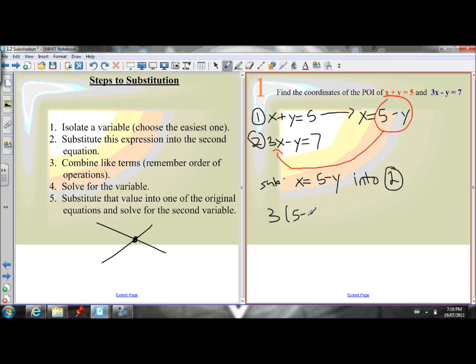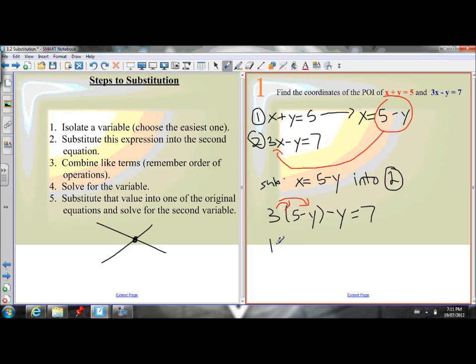That way you remember to distribute the 3 to each term inside the brackets. Leave everything else the same, just replace an x with 5 minus y, because the first equation tells us that's what x is going to be equal to. And this method will help us determine where these lines are going to intersect, where the x and y coordinates are going to be equal to each other. So plug in 5 minus y in brackets, so I remember to now distribute this 3 to each term inside the brackets. That's the distributive property.